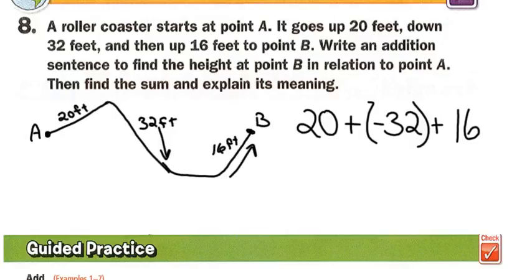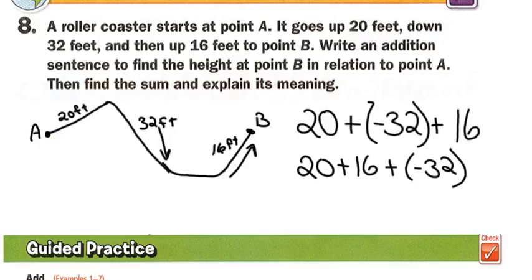Well, I'm going to make this a little easier for myself. I'm going to rearrange my numbers so I can put the like numbers together. I'm going to put these two positives together in the beginning. So I'm going to do 20 plus 16 and then do the negative 32 at the end, because I know how to add positive integers. I've been doing that for years. So 20 plus 16, I know that is 36. So that gives me 36 plus negative 32.